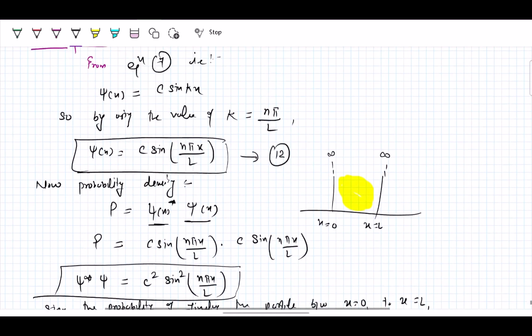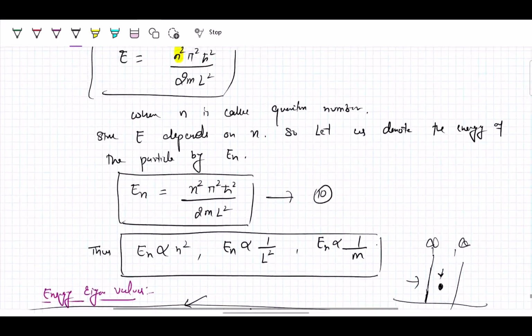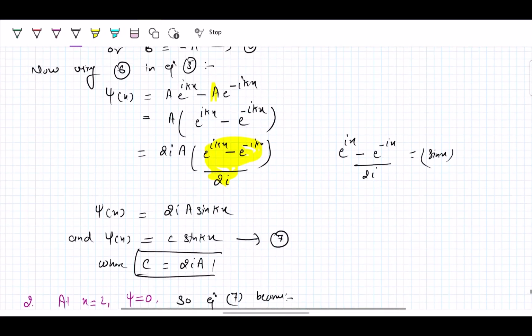So this complete derivation is there, and you will get this question for maximum marks. Okay, I hope you are able to get it.